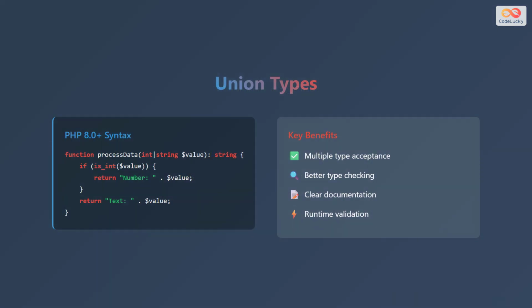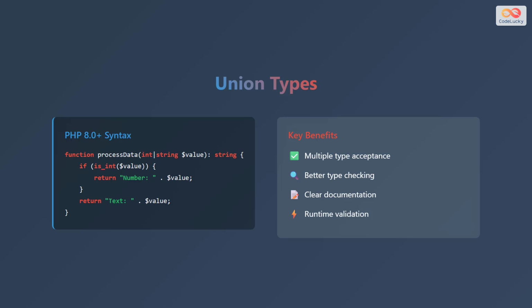Union types allow a function parameter or return value to accept multiple different types. In PHP 8.0 and later, this is achieved using the pipe symbol. Here's an example. The function processData accepts either an integer or a string as input.